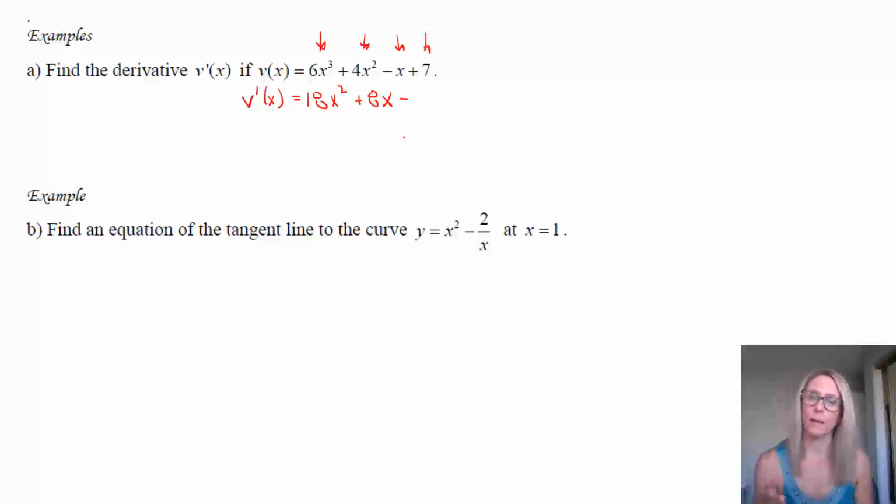Remember that the derivative of x, I can just pull out that minus sign because it's just a negative. Take the derivative of x, which is 1. And then we don't want to forget that the derivative of a constant, 7, is just 0. So we're done. That's the whole thing.